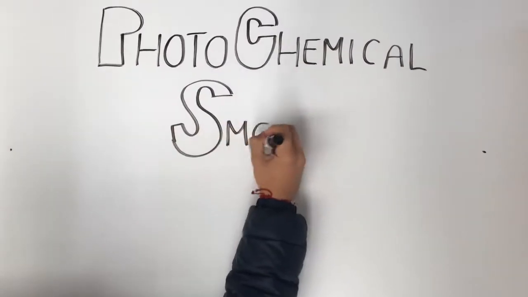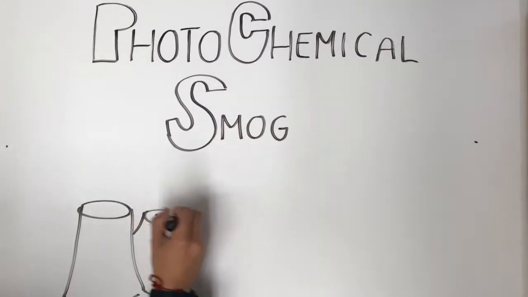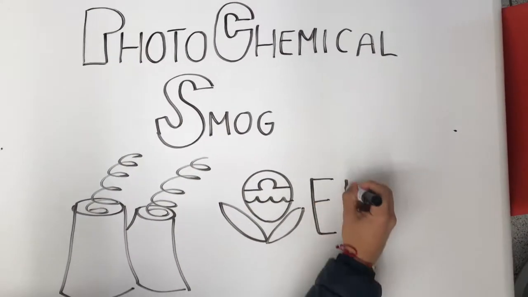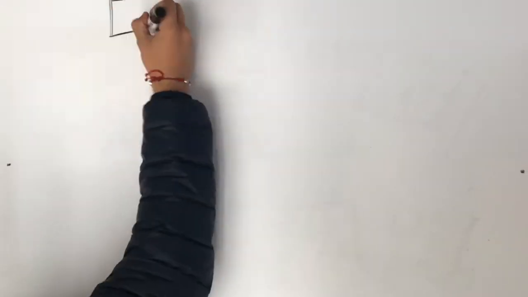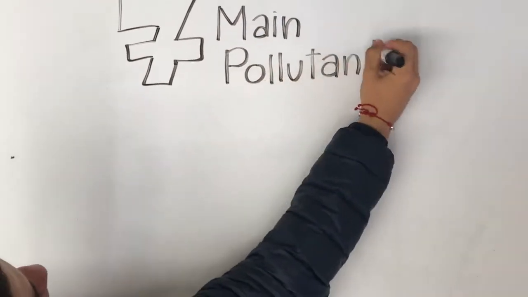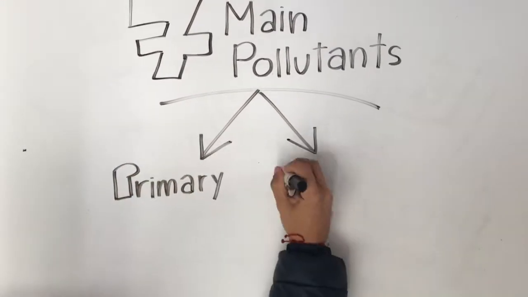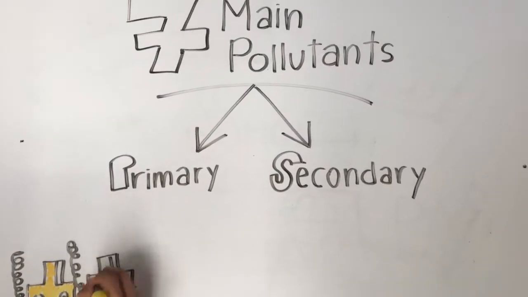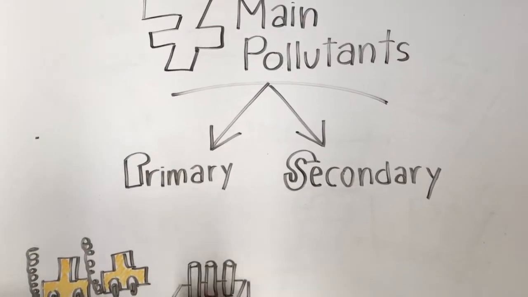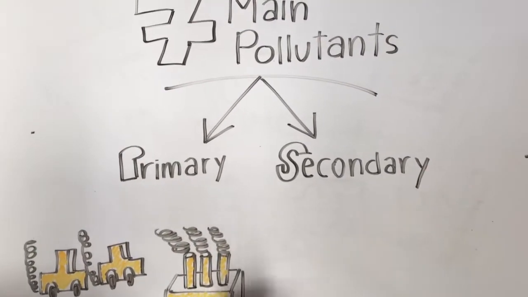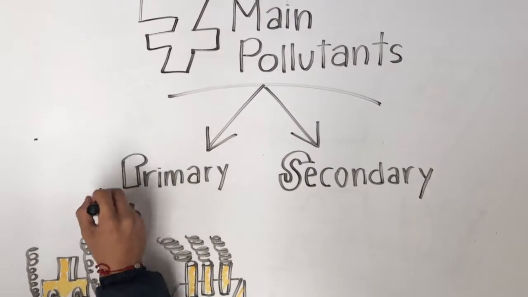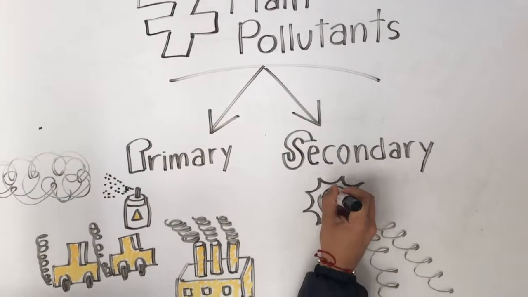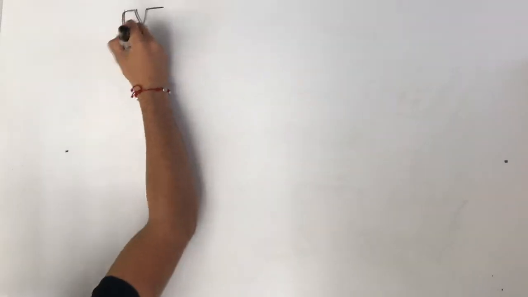According to the EPA, photochemical smog is a compound formed after nitrogen oxides and volatile organic compounds react with sunlight. Photochemical smog is divided in 7 main pollutants, which are divided in primary and secondary pollutants. Primary pollutants are chemicals that are released directly into the air, harming the atmosphere. Secondary pollutants are chemicals that are released and react hazardously with other compounds in the atmosphere, producing damaging substances and effects. Our first main pollutant is CO2.